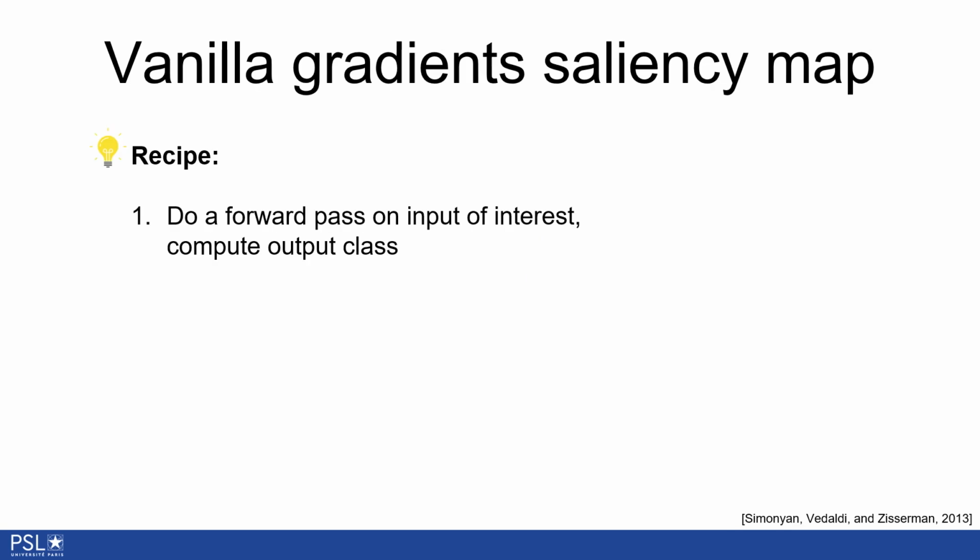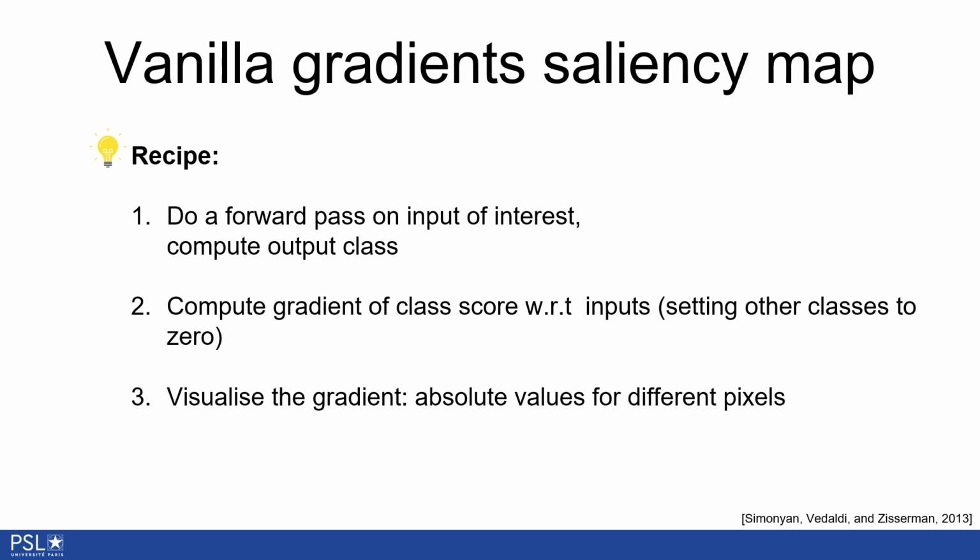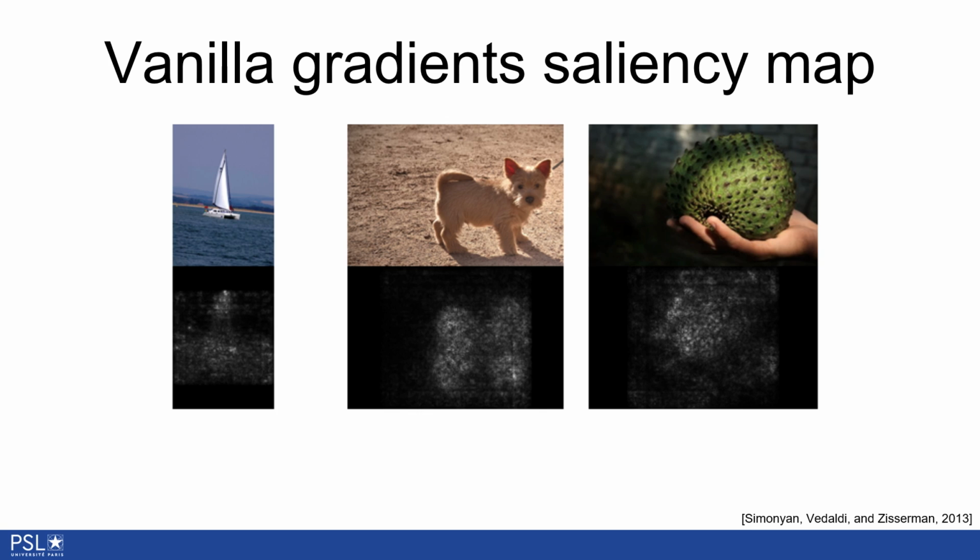Concretely, the recipe for computing a saliency map using vanilla gradients is to first take an input image, do a forward pass in the network and compute the output class. The second step is to compute the gradient of the class score with respect to network inputs by backpropagating through the network while setting other classes to 0. And the final step is to visualize the obtained gradient by plotting a map of absolute values of the gradients for different pixels.